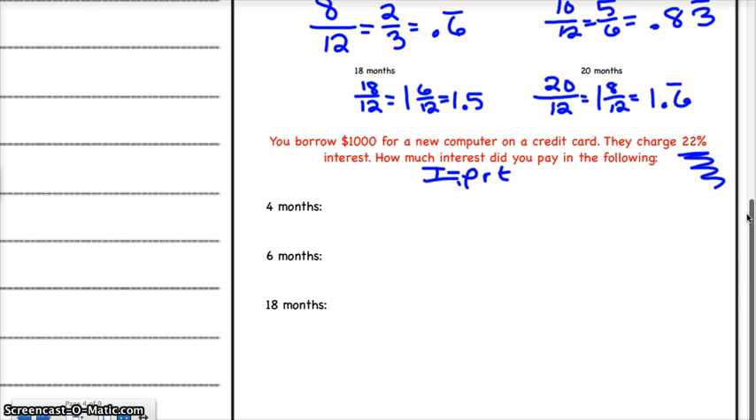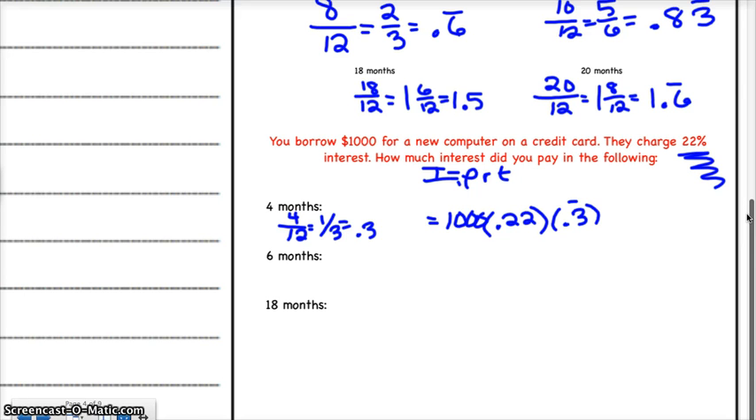So 4 months is 4 out of 12. And what did we get? 1/3, which is 0.3 repeating. So I'm going to get 1,000 times 0.22 times 0.3 repeating. Now here's how I do this in my calculator. I do it backwards, because you don't want to round this 0.3, because 0.3 goes on for infinity.